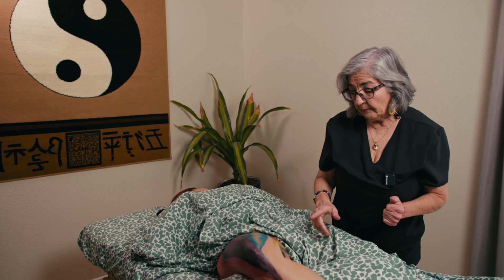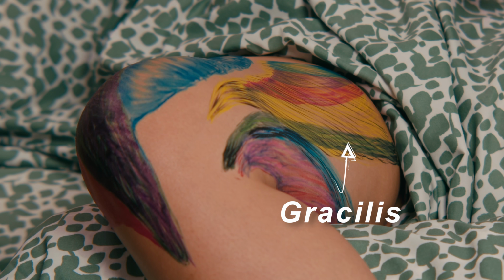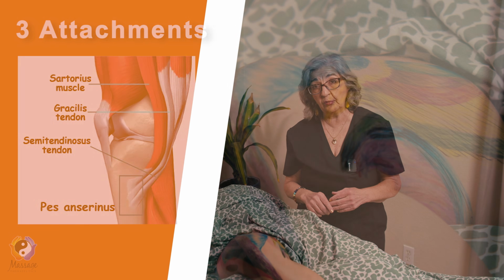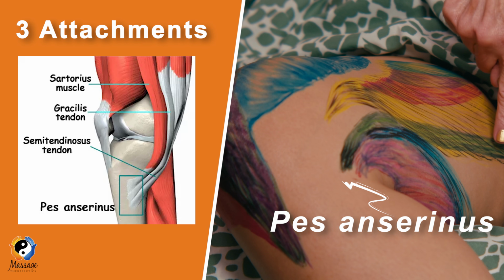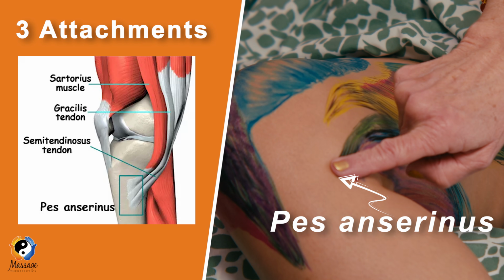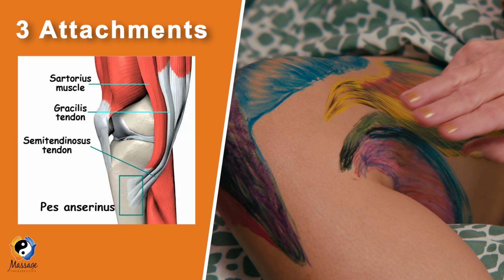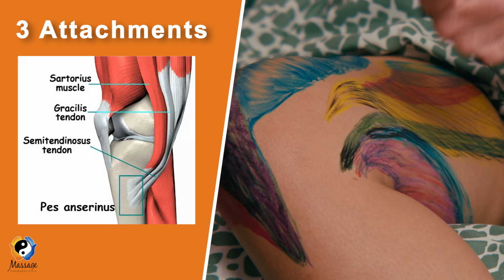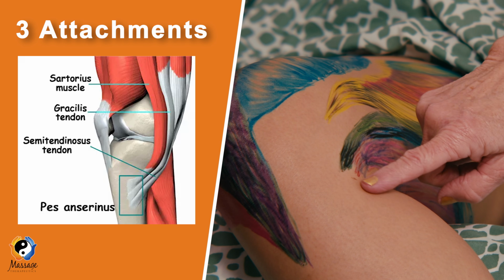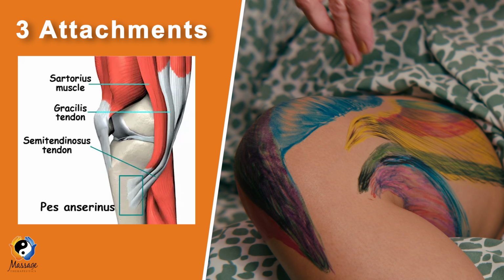And the 5th one is the gracilis. The gracilis originates from the inferior ramus of the pubis, and it goes all the way down and inserts on the pes anserinus. Right here you have 3 attachments at the pes anserinus, which is the gracilis, one of the adductors, the semitendinosus, one of the hamstrings, and then the sartorius.